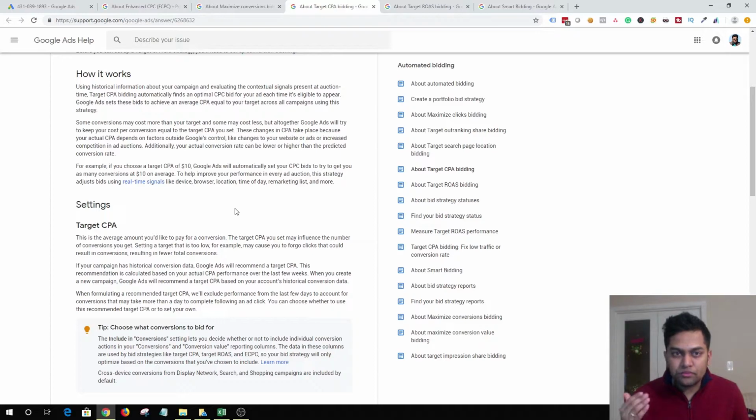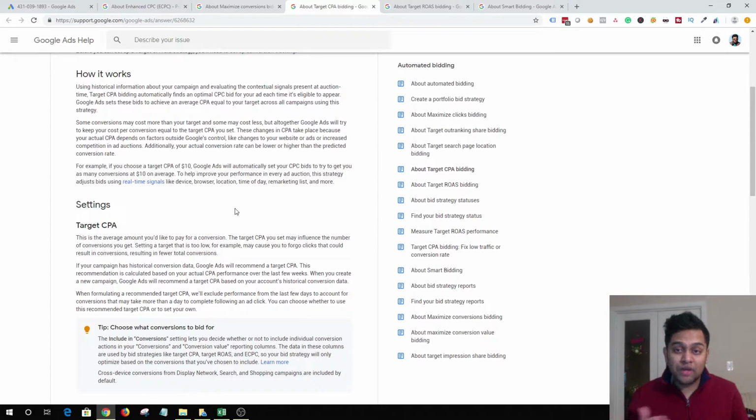So if you set your target cost per acquisition to $25, then Google will bid on all those opportunities that will result in a conversion, and that cost per acquisition is still going to be maintained at $25. I hope that makes sense. What I mean is, Google will try to get as many conversions as possible, but on average, the cost per acquisition is going to be $25.